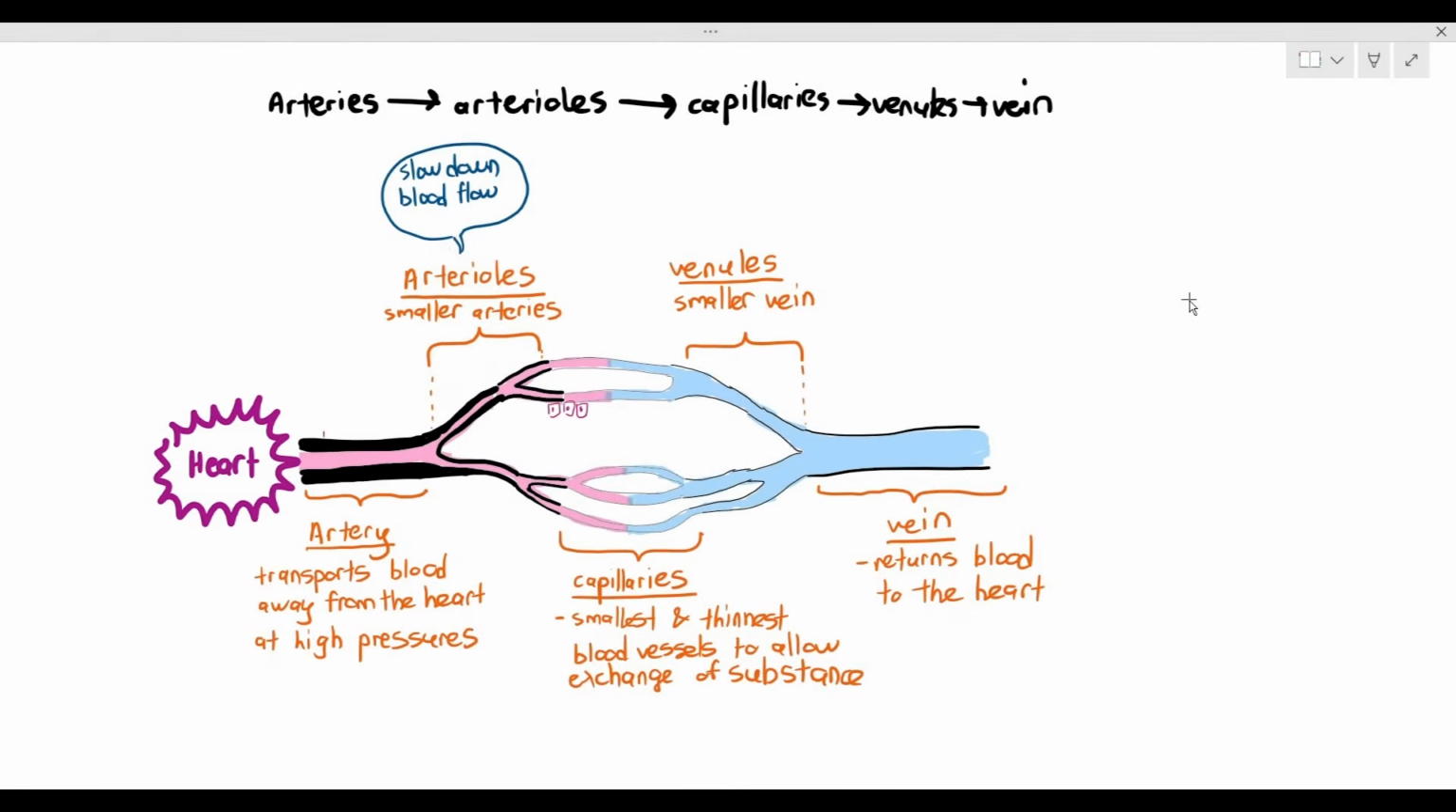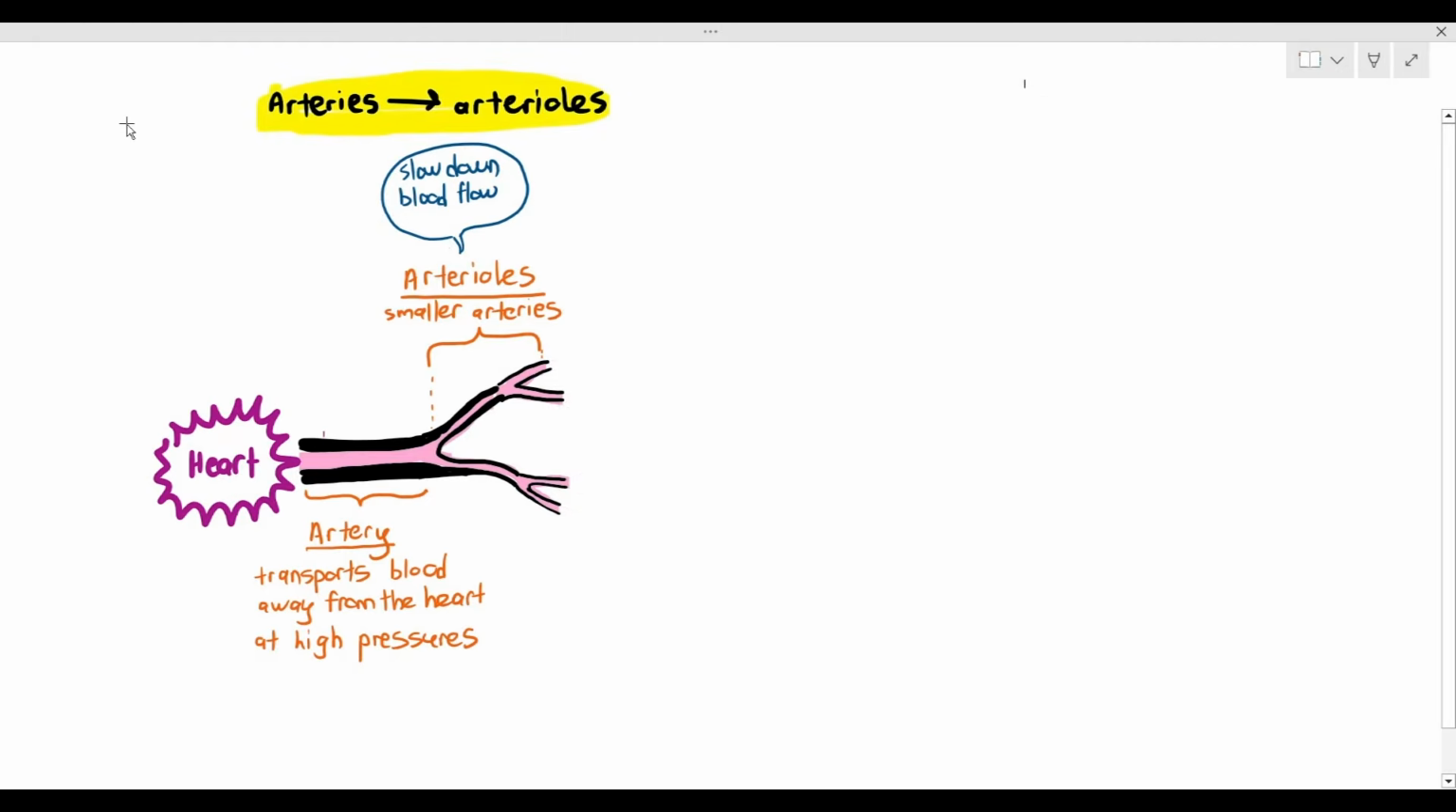In the previous video, we looked at the introduction to the different types of blood vessels, where there were 5 types that we talked about: the arteries, arterioles, capillaries, venules, and veins. In this particular video, we are going to be just focusing on the arteries and arterioles. The arteries, if you remember, are just blood vessels that transport blood away from the heart at high pressure, and the arterioles are just smaller branches of the arteries.